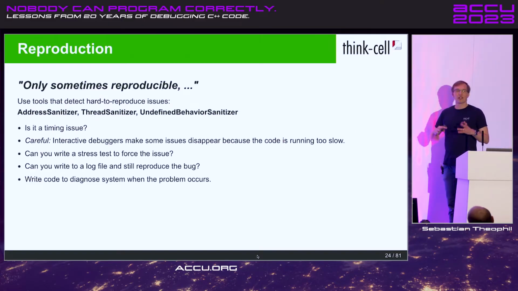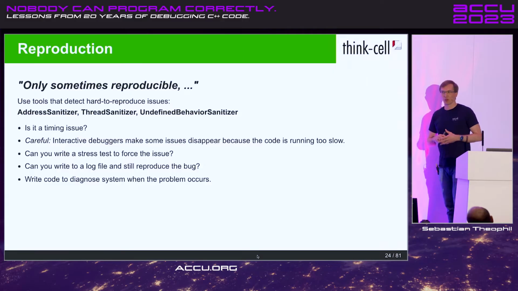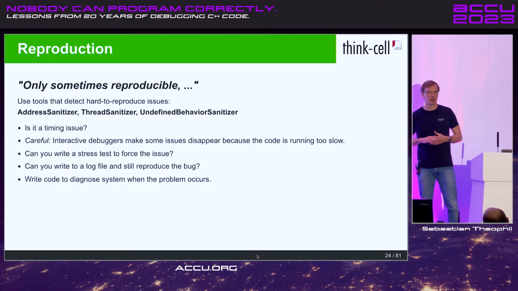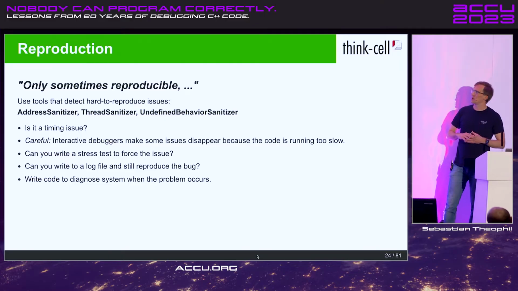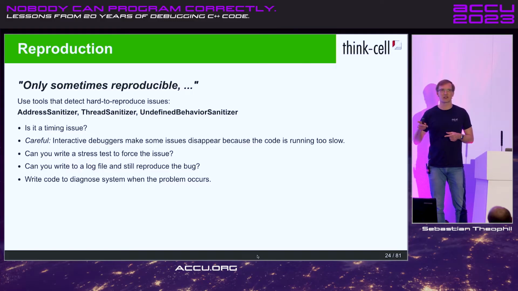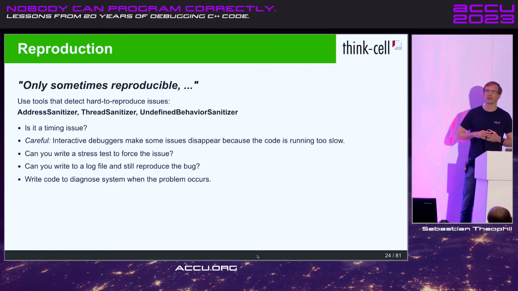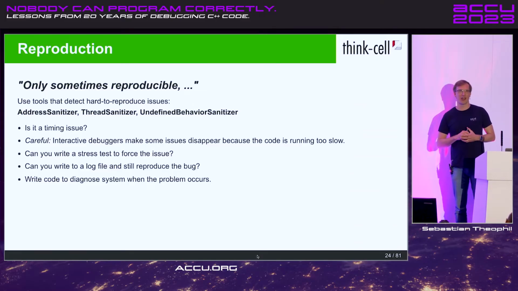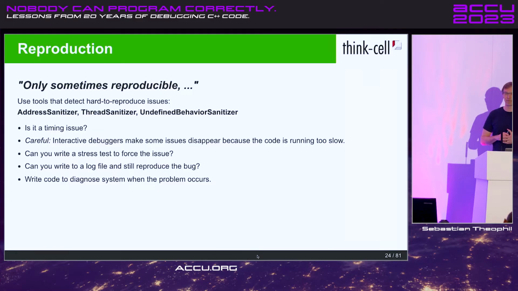So if things are only sometimes reproducible, a thing we should always do is to use all the sanitizers. I think, was it Alistair in the other talk who asked who knows about the address sanitizer and the UB sanitizer? Who doesn't know about them? Good. Who uses them regularly? It's not quite all the hands, but half the hands. That is already very good.